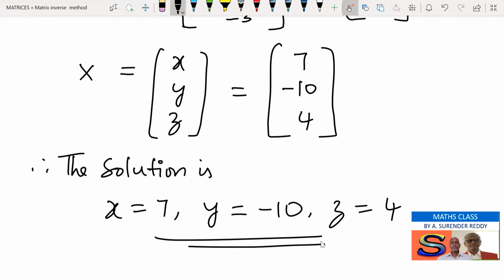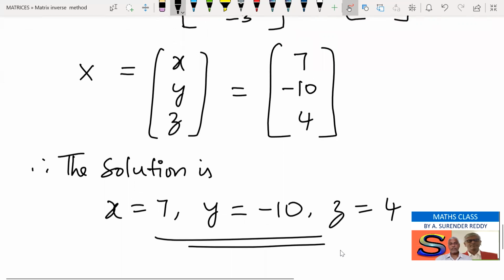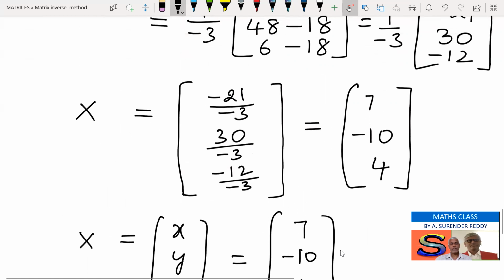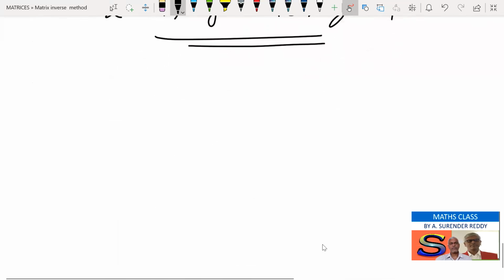So this is the procedure in the matrix inversion method. First, calculate inverse and then find the solution. X is equal to A inverse D. Multiplying A inverse and D, you will get the required solution, that is x, y, z values. And you can check whether your answer is right or wrong by substituting these values in one of the given equations.